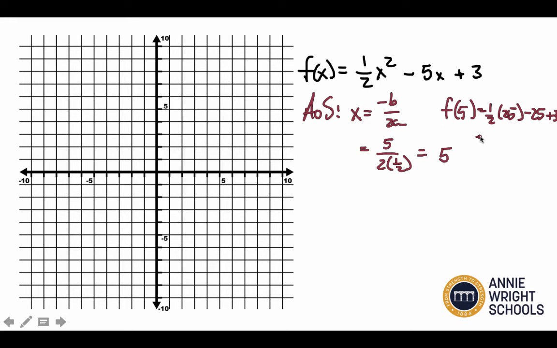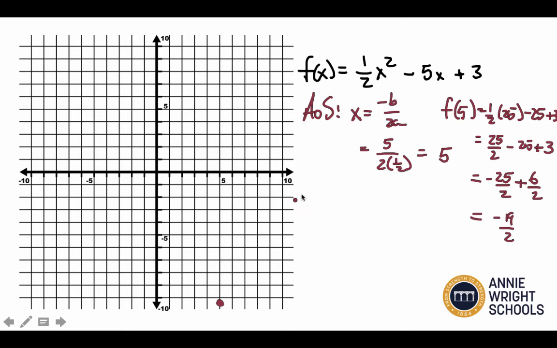Half of 25 is 25 halves, minus 25 plus 3. So 25 halves minus 25 is negative 25 halves. Negative 25 halves plus 3 is like adding 6 over 2, right? And then that gives us negative 19 over 2, which is what? Almost 10, 9.5, negative 9.5. So I go over to 5, and I go down to 9.5. Not the nicest value, but that's okay.